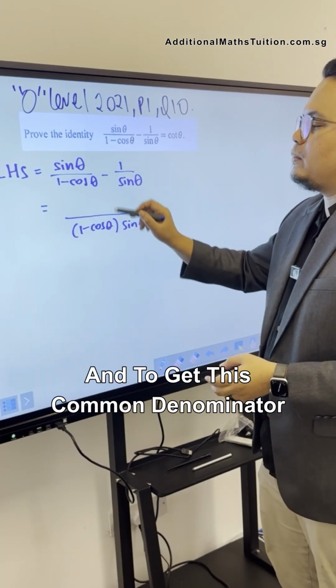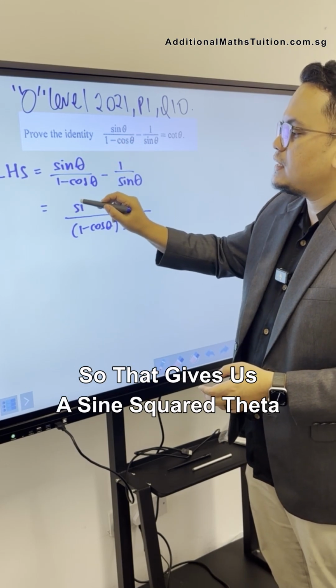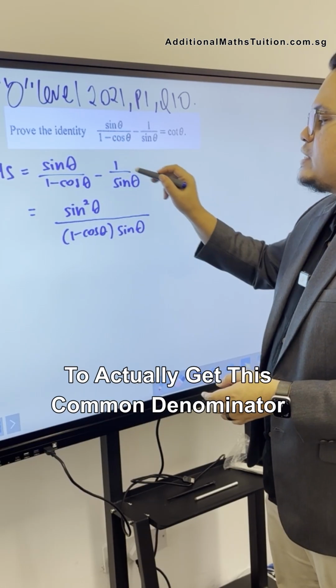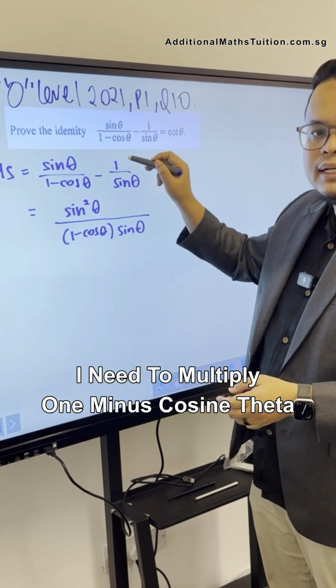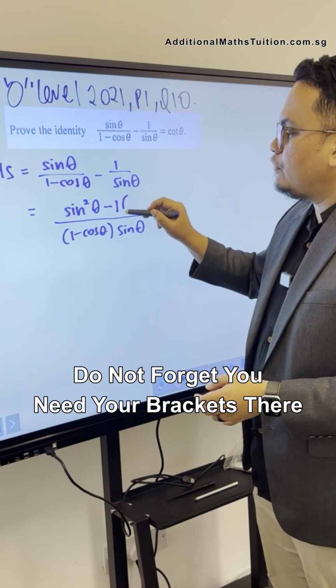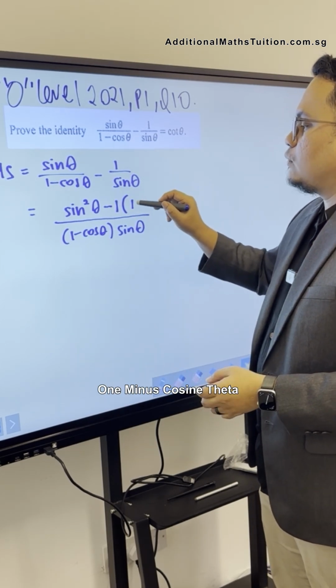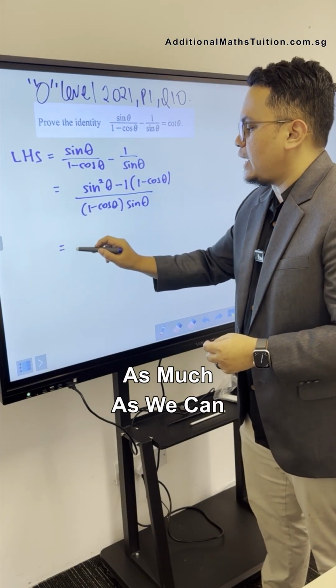And to get this common denominator, I must multiply by sine theta to the top and bottom, right? So that gives us a sine squared theta. To actually get this common denominator, I need to multiply 1 minus cosine theta to the top and bottom here. So I will have minus 1. Okay, don't forget you need your brackets there. 1 minus cosine theta. So let's simplify the numerator as much as we can.